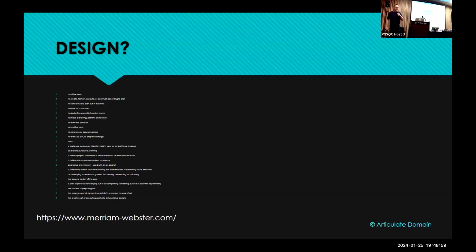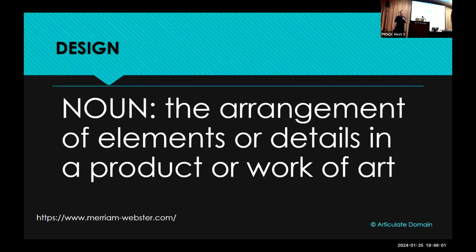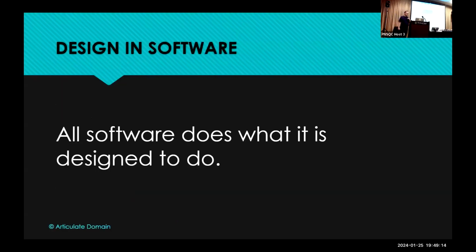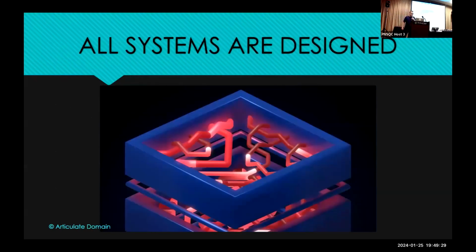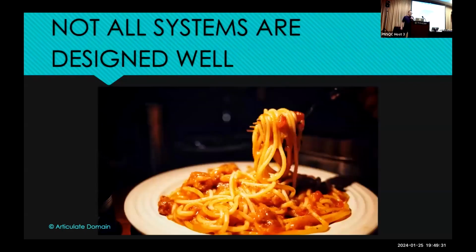It's even more nebulous, but I want to focus on this one. When it comes to design: the arrangement of elements or details in a product or a work of art. I think this is a pretty good definition out of Webster for what we mean by design in software. All software does what it is designed to do. All software does what it's designed to do. This is a frustrating statement for a lot of people. So do calculators. Yeah. So all systems are designed, and not all systems are designed well.